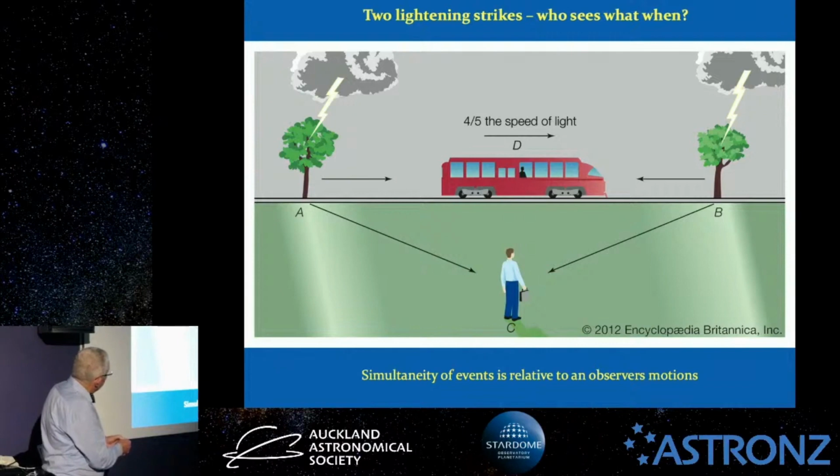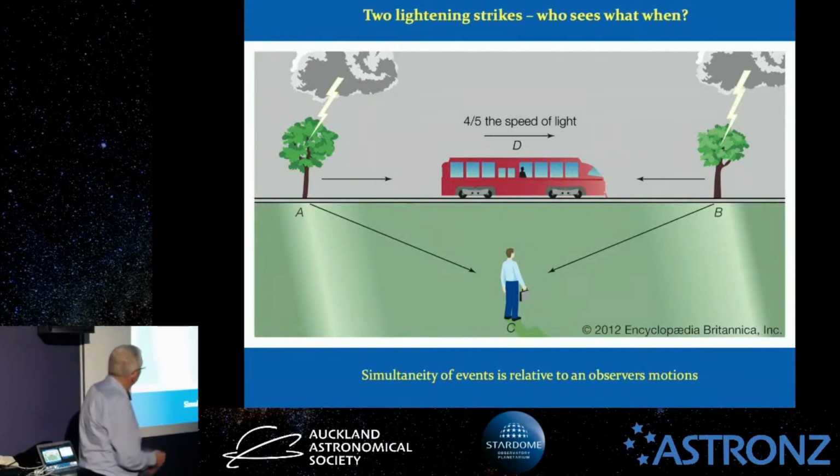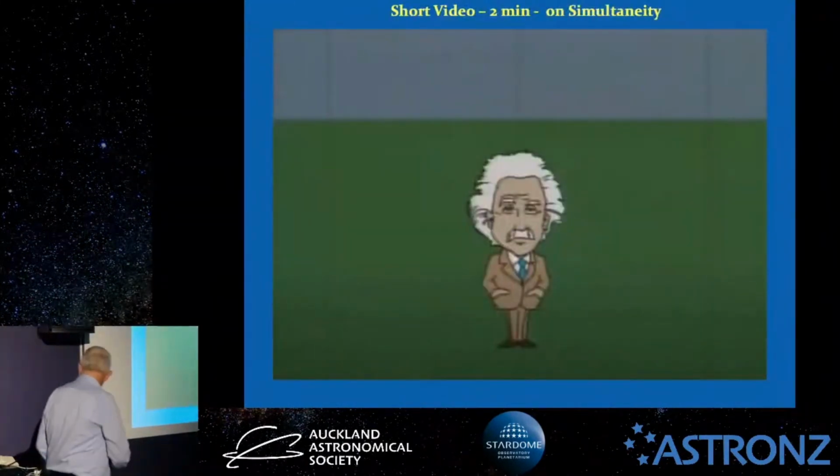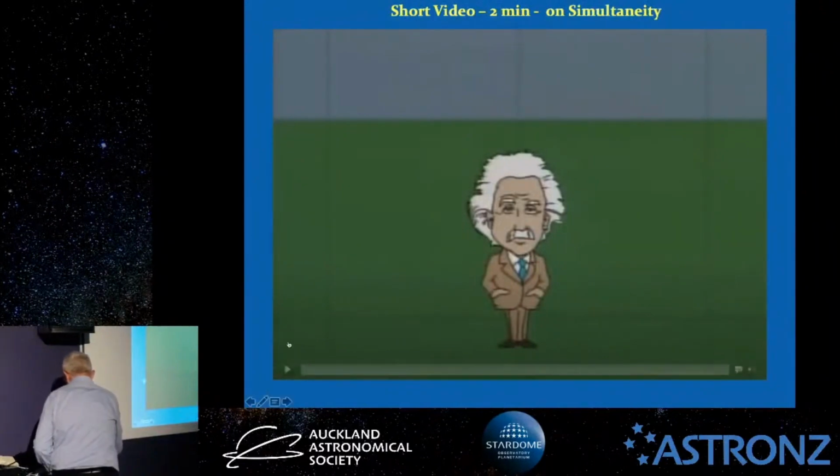This guy here says, no, I see both beams of light from both trees travelling at the same velocity, but this distance was a lot shorter. So B was struck first. Similar situation here with the lightning. This person in the spaceship would say, look, it struck B first and then A. This person down here says, no, it hit both at the same time. So I've got another little video here just to highlight that point.